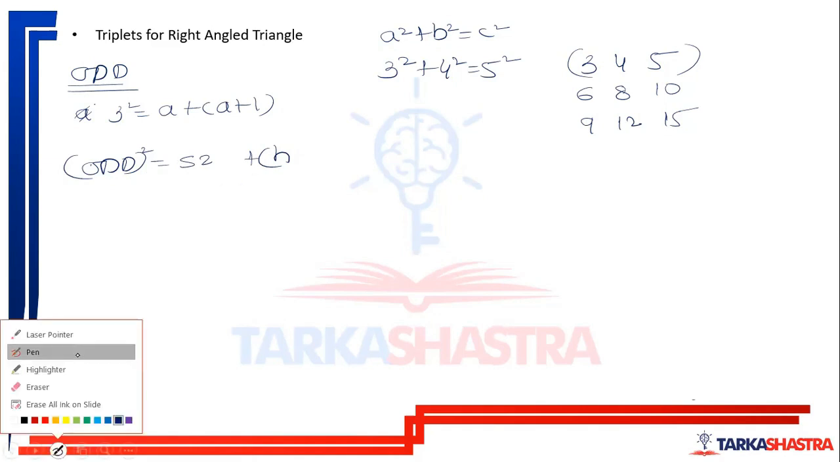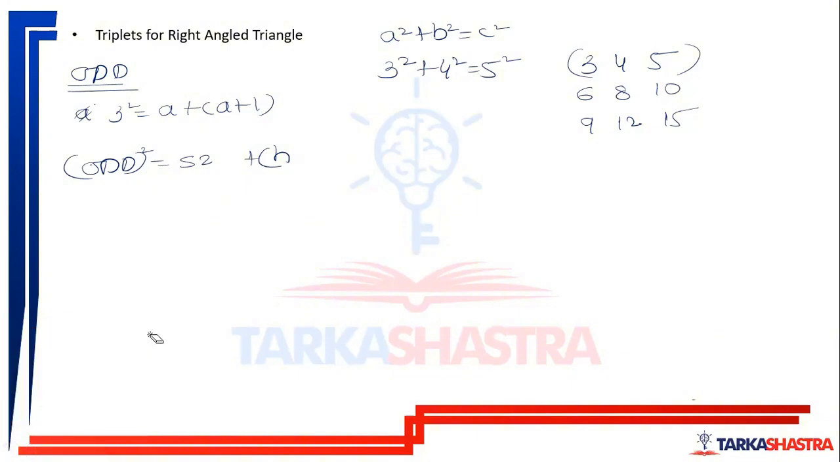ओके, जैसे आपने अगर देखा कि 3 स्क्वायर कितना होता है 9, which is equal to 4 plus 5, and these two sides must be one less or more than each other.